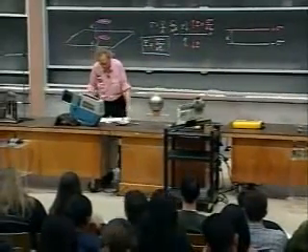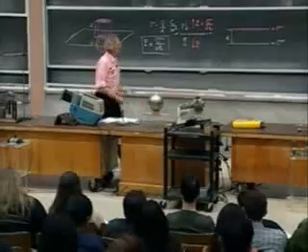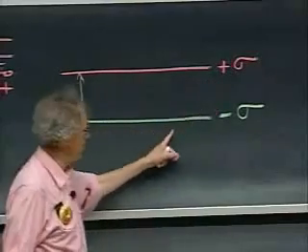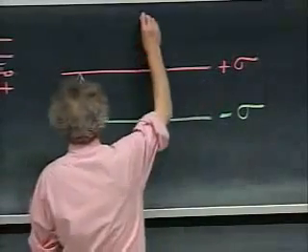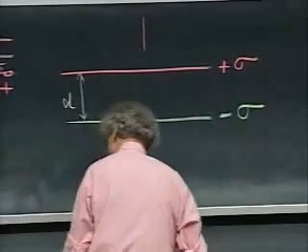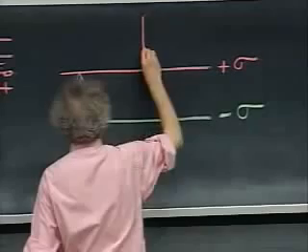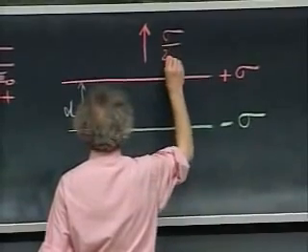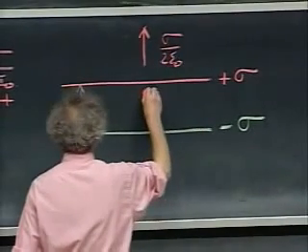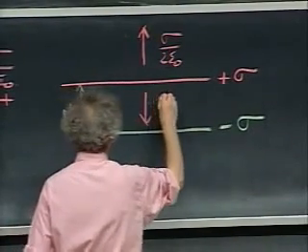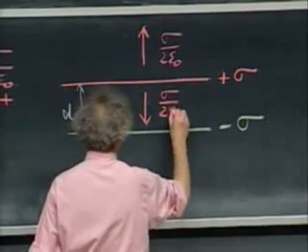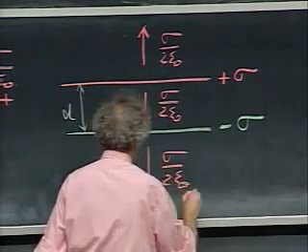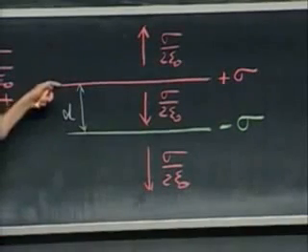And I now use the superposition principle. I say to myself, aha, this plate alone, forget this one, this plate alone would give me an E vector like so, and that is sigma divided by 2 epsilon 0. This one is also pointing away from this, sigma divided by 2 epsilon 0, and here it's also sigma divided by 2 epsilon 0, because it's independent of the distance to this plate.